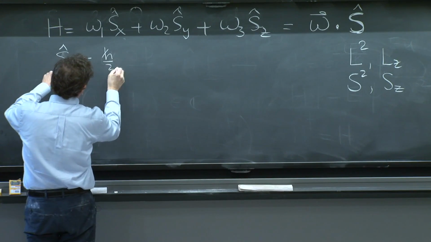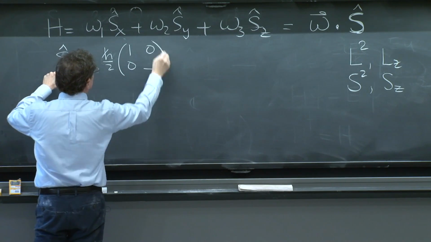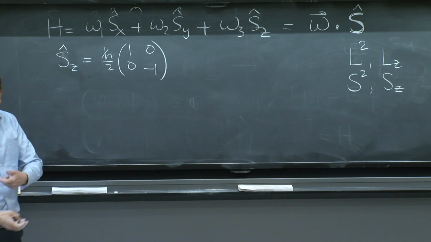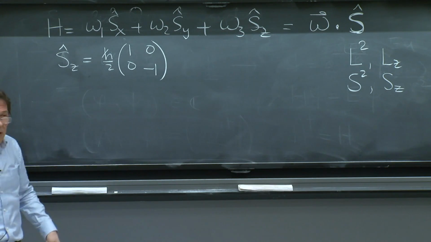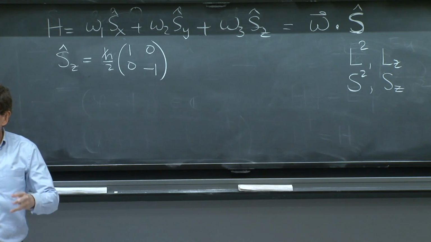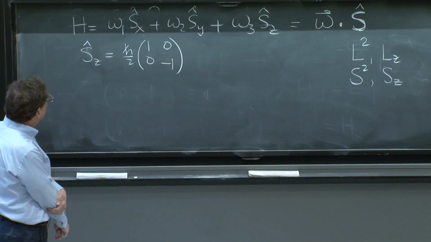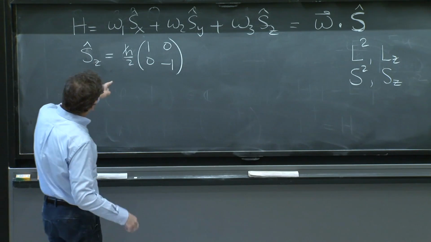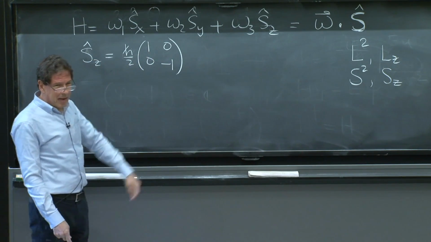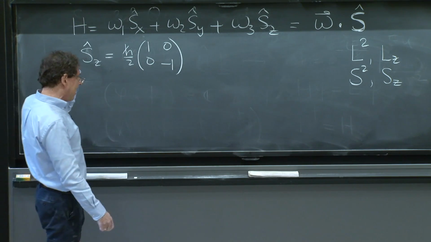It's this time nothing else than a simple matrix. It's not a momentum operator. It's not an angular momentum operator with derivative. It's an angular momentum operator, but it sort of seems to have come out of thin air. But it hasn't. So here it is. Oh, and it's diagonal already. So the eigenstates are easily found.